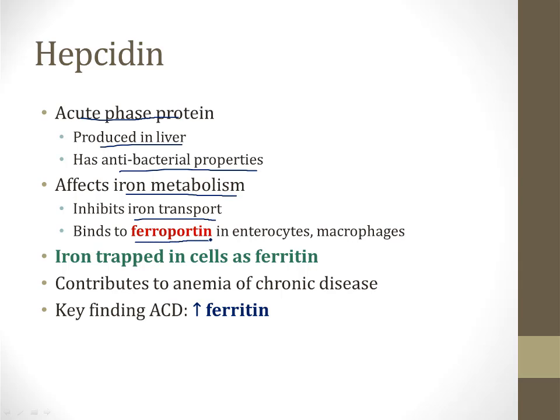Ferroportin is the transport molecule we talked about before in enterocytes that lets iron get out of duodenal cells. It's also found in macrophages, and it lets iron get out of macrophages. So when ferroportin gets inhibited by hepcidin, iron gets trapped in the storage form inside of macrophages. And for that reason, you see a rise in the ferritin level. This is a very important finding in anemia of chronic disease. This is the opposite of the finding you see in iron deficiency anemia.